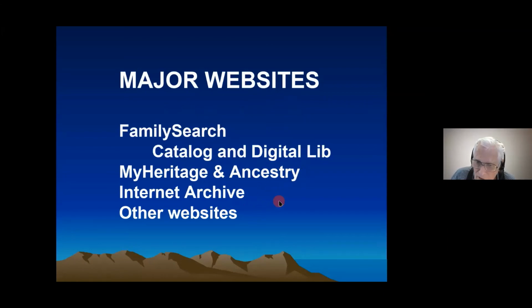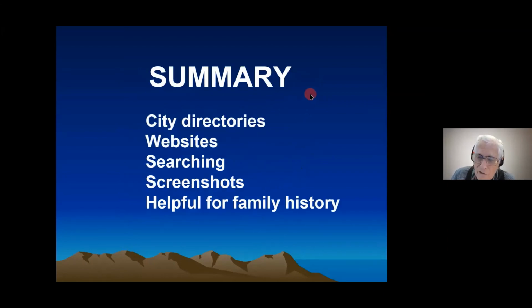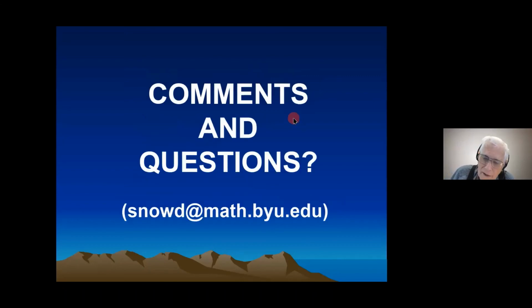Other websites we've looked at. So as a summary, we talked about what city directories were. We looked at a bunch of websites. We talked something about searching, and I've shown you some illustrations of searching, and then doing screenshots. And if you do a screenshot, be sure you keep track of where it came from, because some of these things disappear from the internet, and you want to know where you got it and when, so that it's available. And they're extremely helpful for family history and all kinds of information.